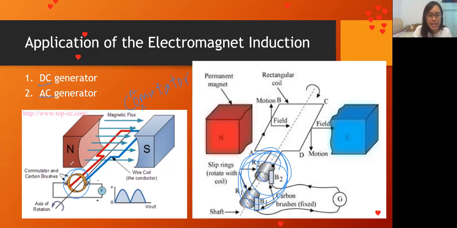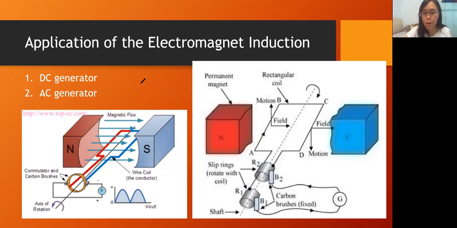In the direct current generator, the commutator is a split ring commutator. And these two we will call slip rings. Because of these two different commutators, the generator will produce either DC or AC. Is that clear? Good.